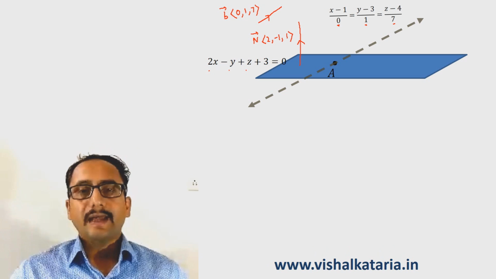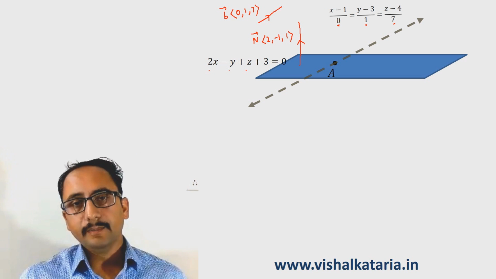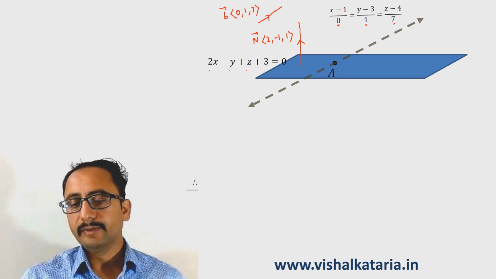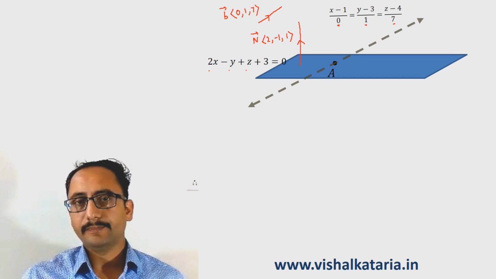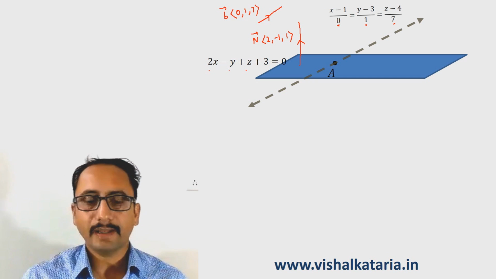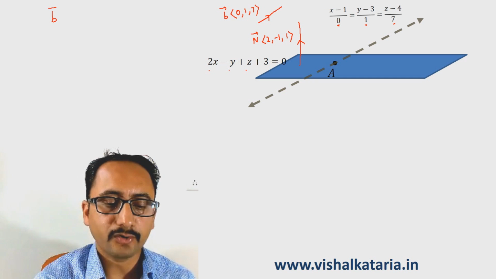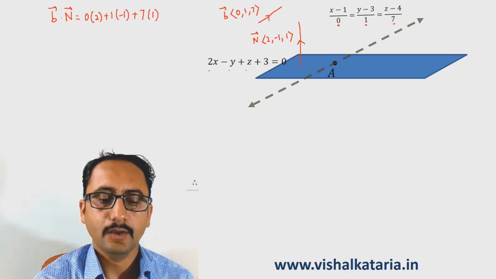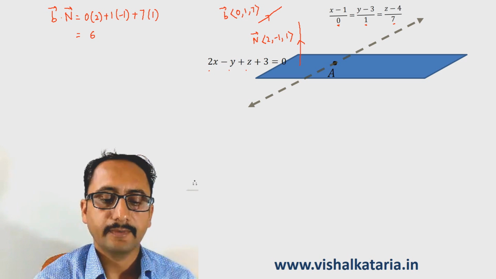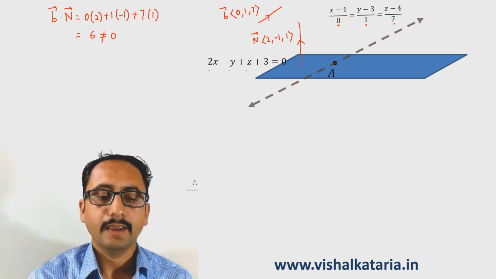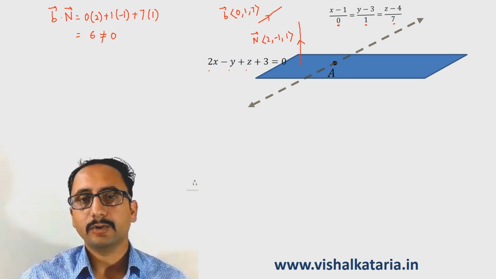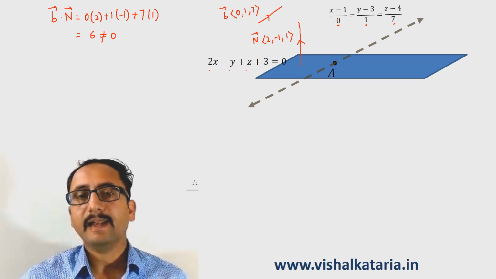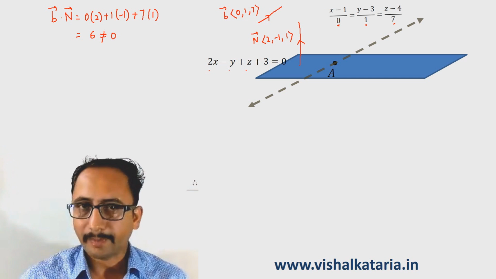1. Now the line will be parallel to the plane if n is perpendicular to b, which means b dot n is 0. So first of all, I'll find the dot product of vector b and vector n, and the dot product will be 0 times 2 plus 1 times minus 1 plus 7 times 1, which equals 6 and is not equal to 0. Hence b is not perpendicular to n, which means the line and plane intersect each other, they are not parallel.